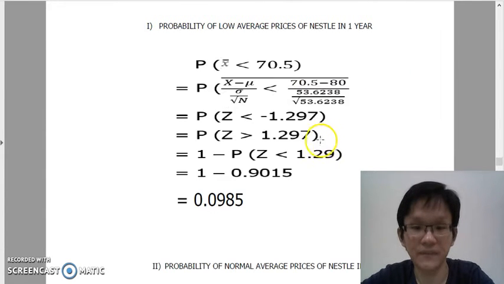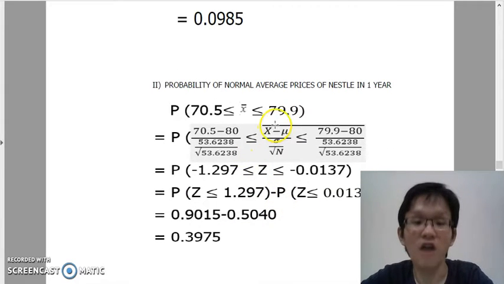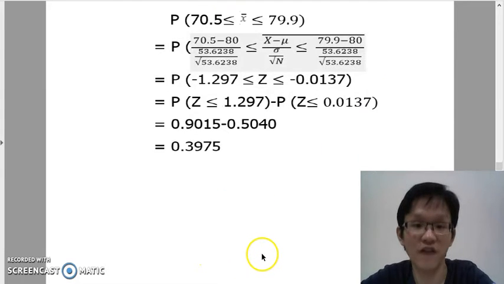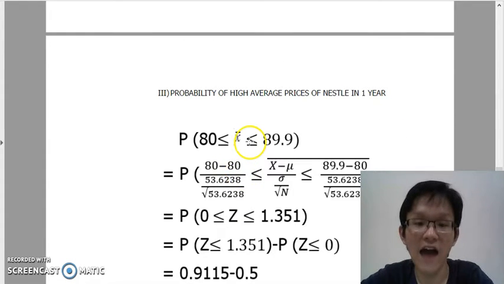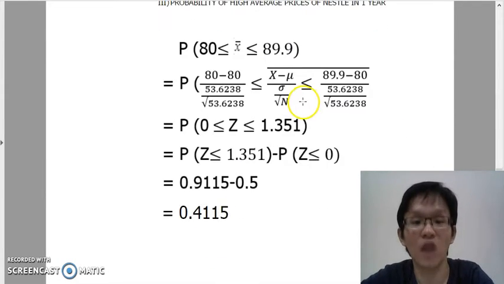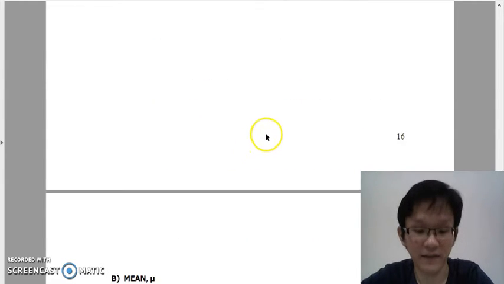And for the probability of low average prices of Nestle in 1 year, we obtain 0.0985. For the probability of normal average prices of Nestle in 1 year, we obtain 0.3975. And finally, for the probability of high average prices of Nestle in 1 year, we obtain 0.4115.